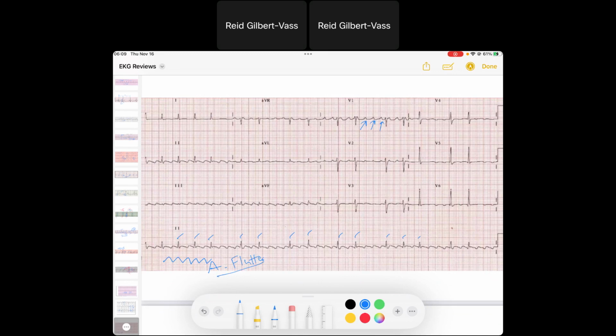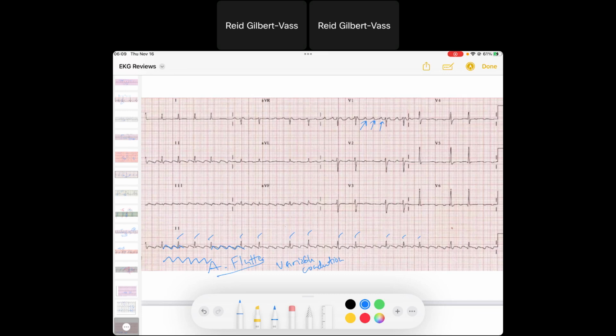And so with atrial flutter, we have to see how much it's conducting to the ventricles. See here we've got one flutter wave, two flutter waves, and three flutter waves per QRS. Here we've got one, two, three, four flutter waves per QRS. So this is variable conduction atrial flutter.